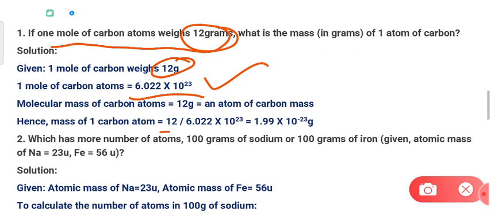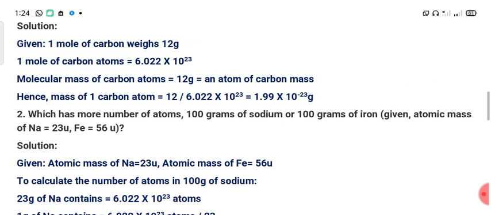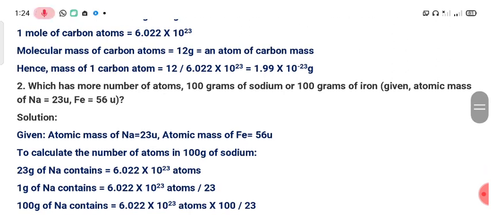So the mass of 1 carbon atom becomes 12 divided by Avogadro's number, and the total becomes 1.99 into 10 to the minus 23 grams. So this is the absolute mass of 1 carbon atom. Okay. Next, which has more number of atoms, 100 gram of sodium or 100 gram of iron?